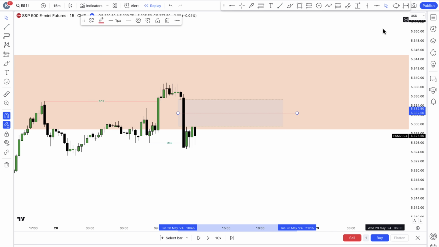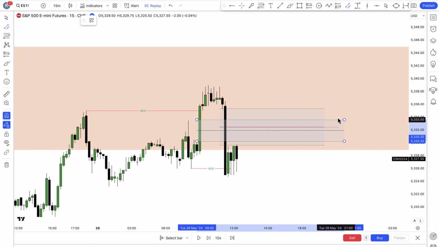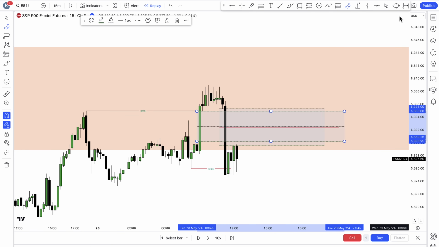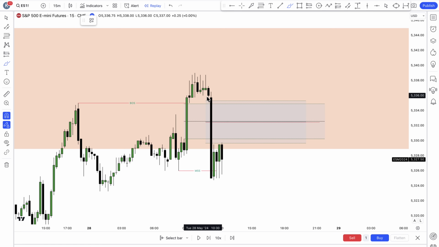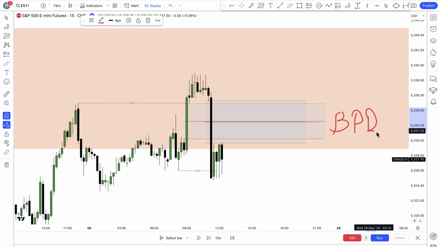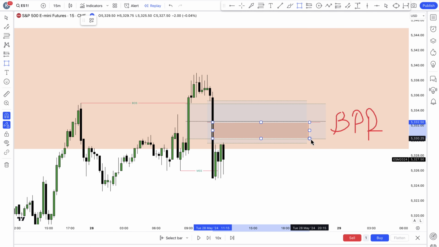But look at this. I'm seeing something very unique. I have a fair value gap here and another fair value gap here. You know what this thing is called? This is called a balanced price range, and it is more powerful than one fair value gap. BPR, balanced price range.